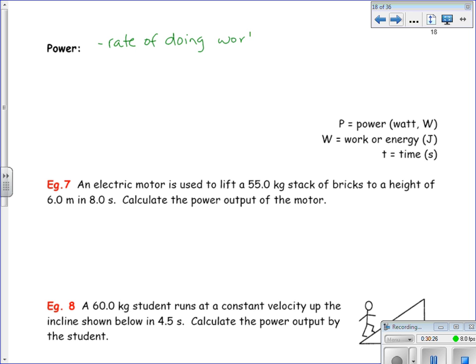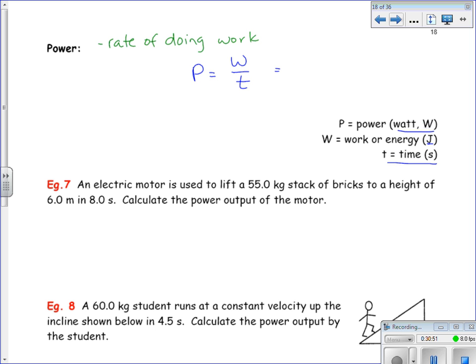And when we have a rate, a formula that's a rate, what that means is that the formula is work divided by time, because that tells us how much work we can get done per second. Power is measured in watts, named after James Watt, who invented the steam engine. W is work or energy, measured in joules, and T is time, measured in seconds.